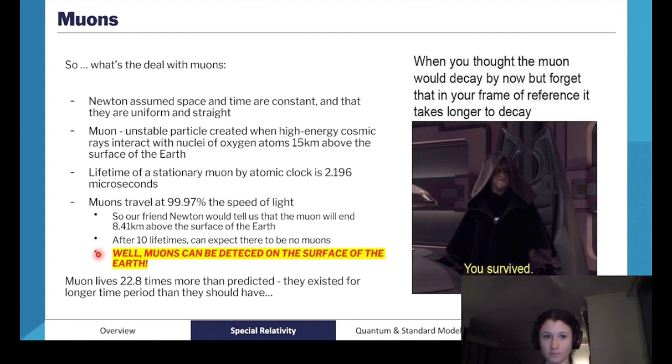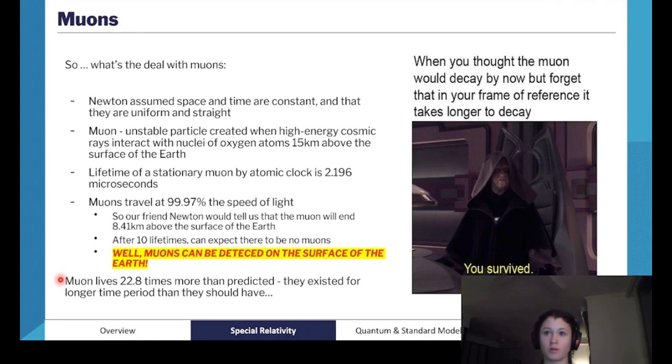However, we actually detect a lot of muons on the surface of the Earth, and they actually live 22.8 times longer than predicted. So they existed for a longer time period than they should have.